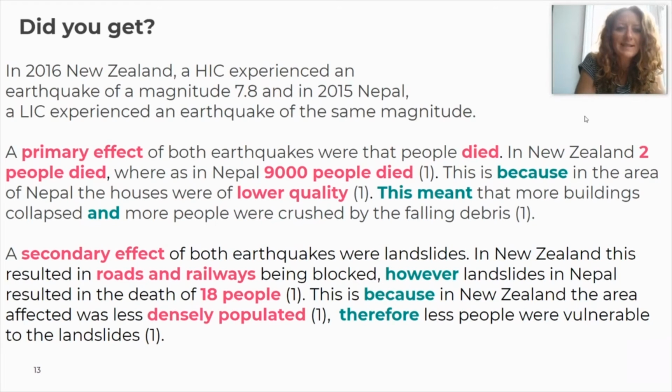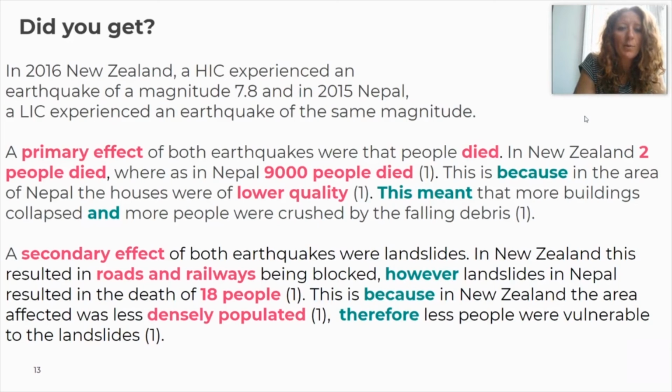So in 2016, New Zealand, a HIC, experienced an earthquake of a magnitude 7.8. And in 2015, Nepal, a LIC, experienced an earthquake of the same magnitude. So that's my introduction. Now, the question asked me to compare the effects of an earthquake in 2 places with contrasting wealth. So I've told the person reading this before I've even started, I'm talking about New Zealand and I'm going to be talking about Nepal. And I've also told them that New Zealand is a HIC and Nepal is a LIC.